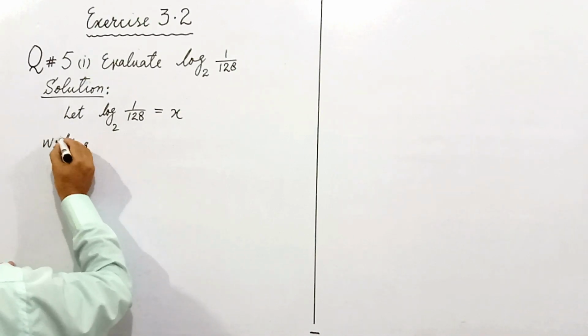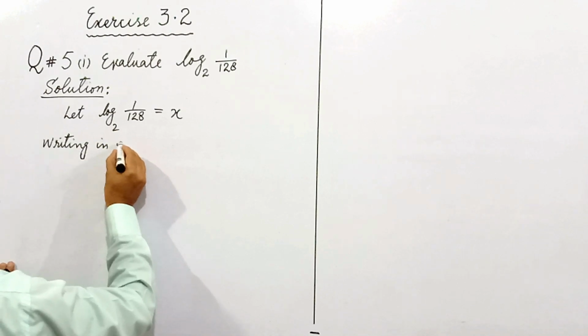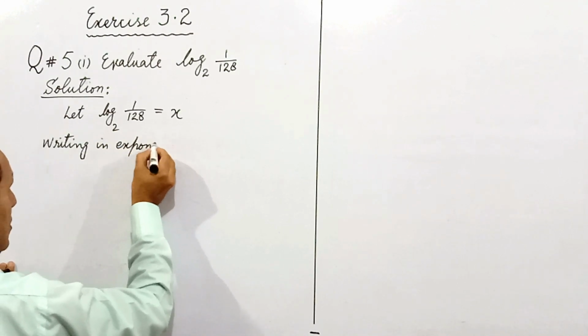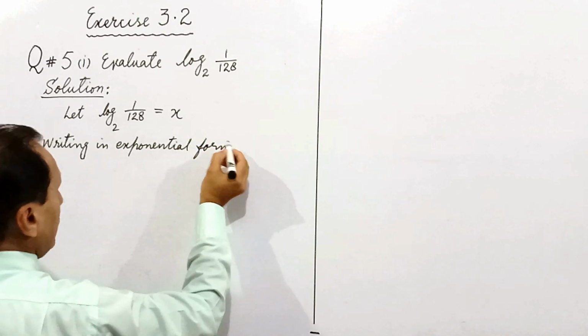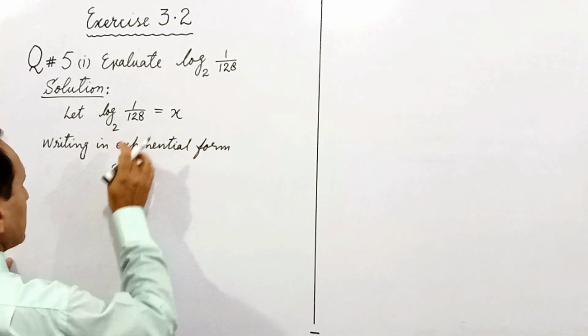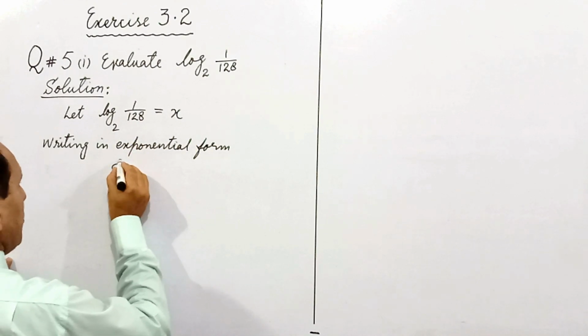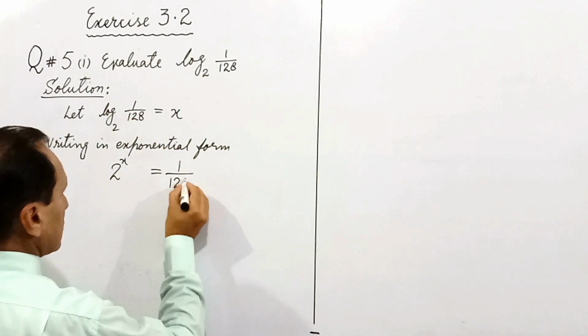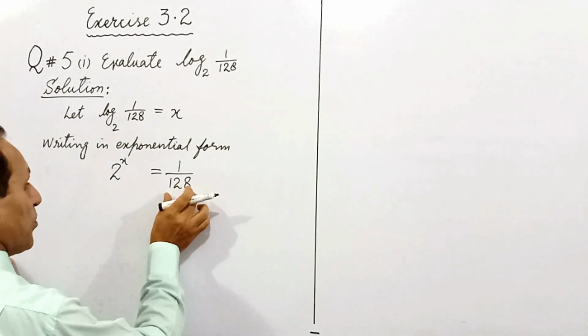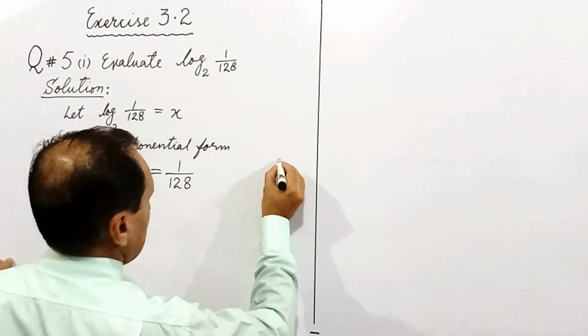Writing in exponential form. Base will remain base, equal value will become power, and 1 over 128 is taken to the other side. As 128 is a composite number, so we take its LCM.